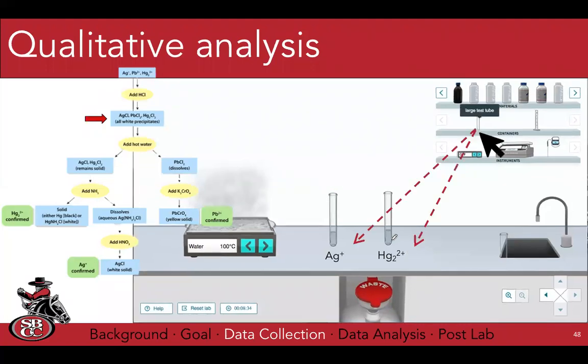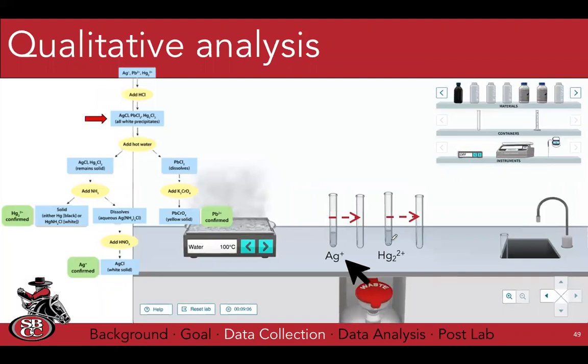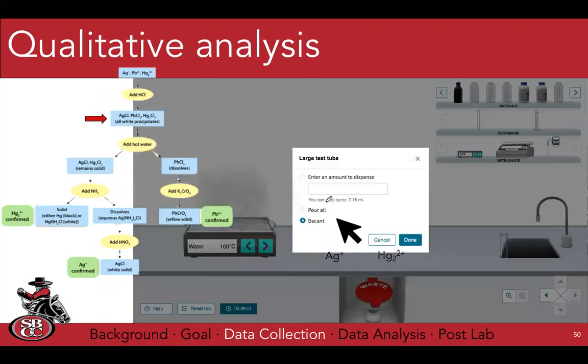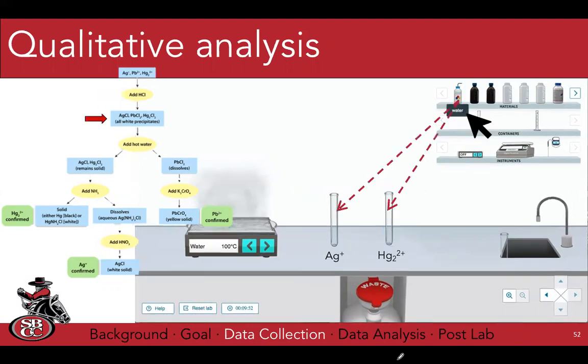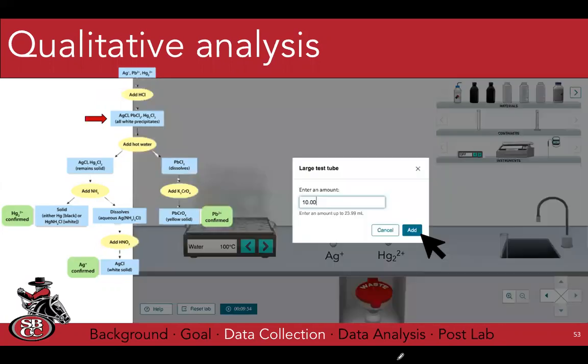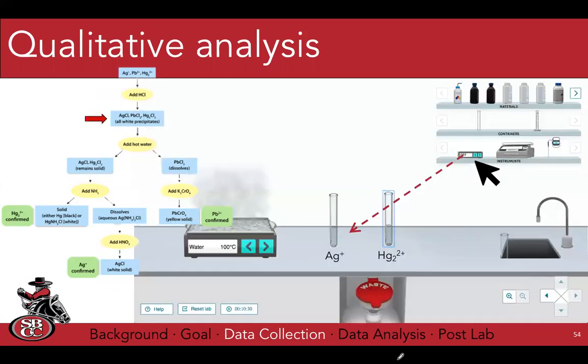So now we want to do the same thing that we did before. We want to remove the liquid. We want to decant it off. So you'll push the decant button, and that will just pour off the liquid, and you will have your precipitate remain. The liquid will just go into the waste, and you'll discard those test tubes. And then, as we did before, we're going to add 10 mils of water to each.